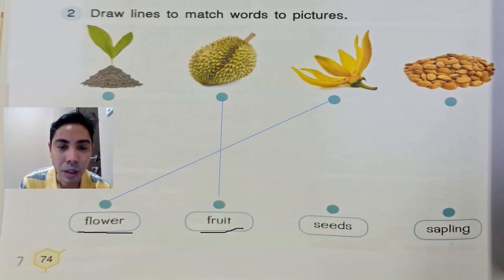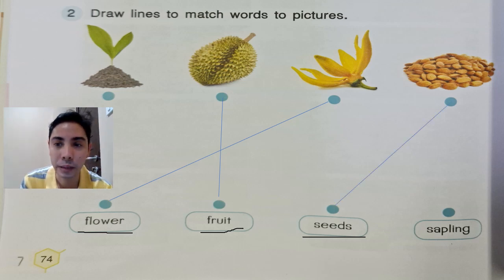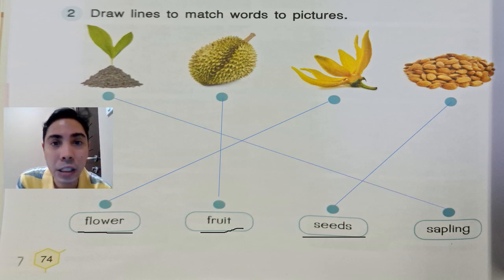Next, we have the seed or seeds. Where is the seeds? Can you see? I think I see it. It's to my right. That one. Now we have the last one, and it is a sapling. And sapling is a baby plant. So we can put a line there. And now we are finished on page 74.